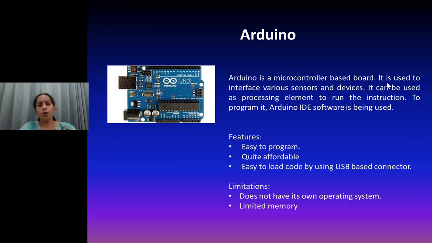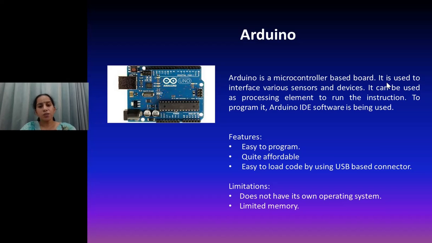Second is the Arduino board. Arduino is basically a microcontroller based board. It acts as the interface between the sensor and the device. It takes information from the sensor, processes that information, and instructs the device accordingly, whatever instruction it wants to give, right? Why have I picked Arduino? Because it's very easy to program Arduino. It's quite affordable and it is very easy to load the programs. It's very easy to handle Arduino basically.